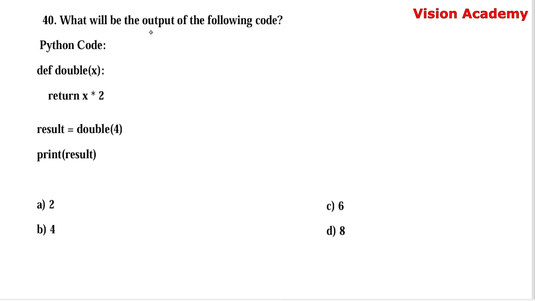Question number 40. What will be the output of the following code? Python code, def double. Here it is a user defined function called double and we have passed x as parameter and it is returning x into 2. And here we are calling this particular function by passing 4 as argument which will be stored in the variable called result and we are printing the same. Here 4 is substituted in place of x. 4 into 2 will become 8. So 8 will be printed. Hence option D is the right answer.